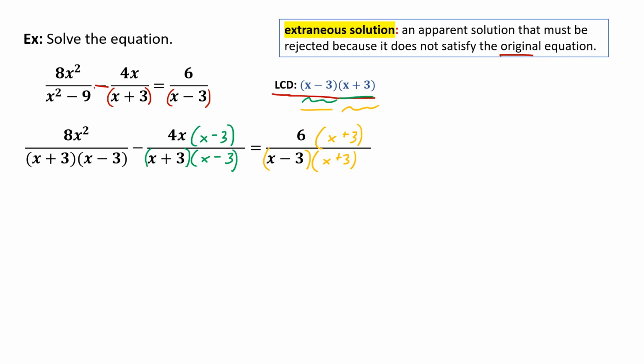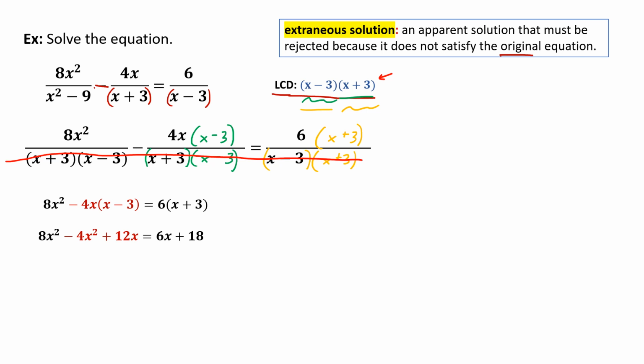So now at this point, because all my denominators are the same, I am just going to cross them out. But again, what I'm really doing is multiplying by this amount. This way, I find it makes it easier for people to see all the pieces. All right, what are we left with? We have 8x squared minus 4x times (x minus 3) equal to 6 times the sum of x plus 3.